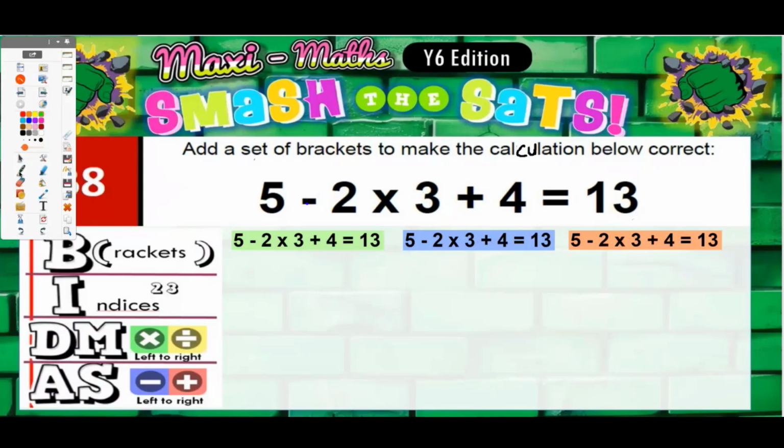Now, remember, with BIDMAS, the different operations, you have to do them in a particular order. Any brackets have to come first, any squared or cubed has to come second, divide and multiply are third on the list, and add and subtract are fourth on the list.